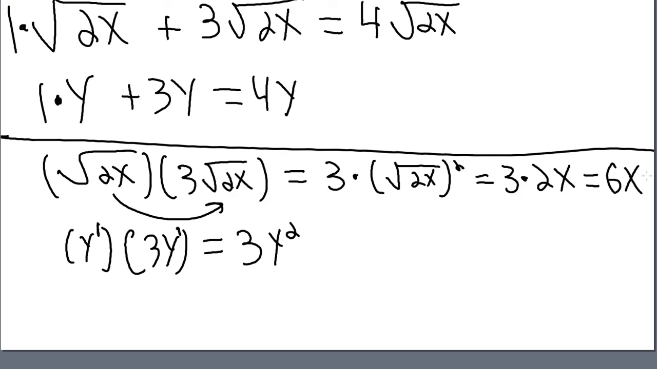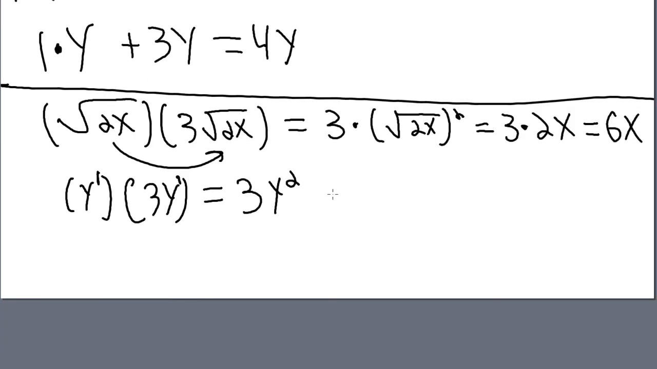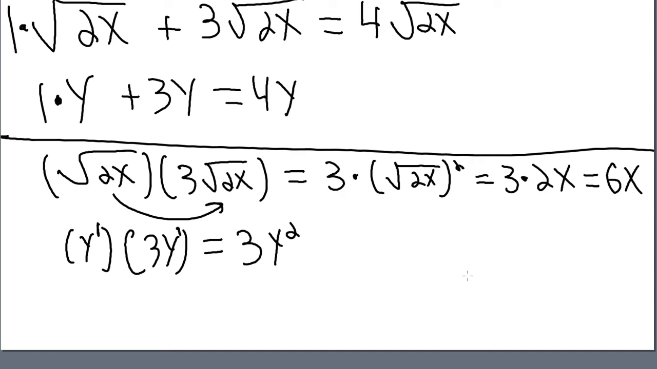Keep the x. In the next video, I'll show you a different way you can kind of see the same multiplication process work out, and it might make even more sense looking at it that way.